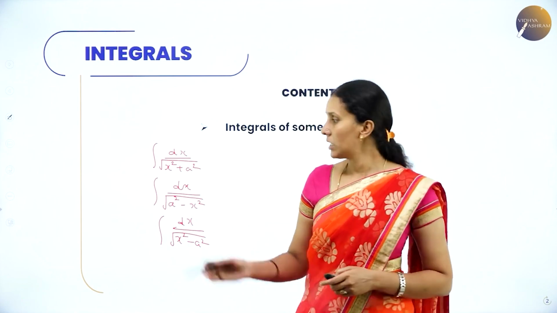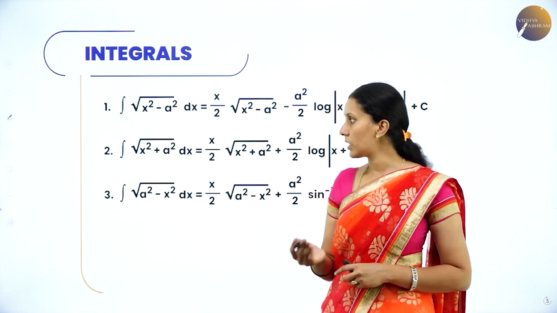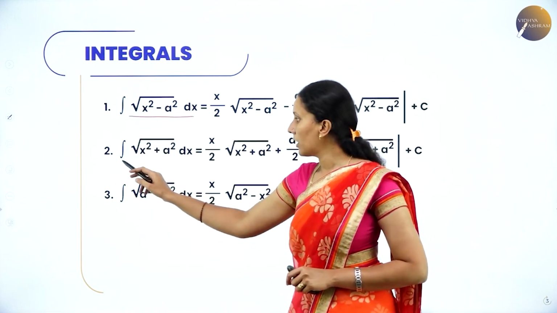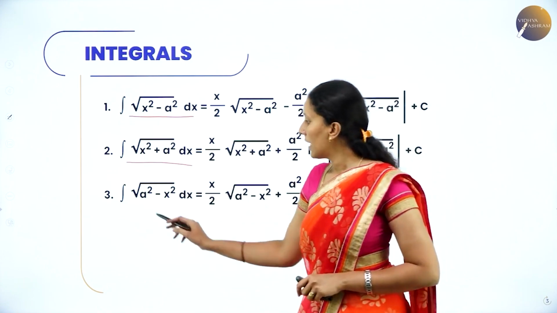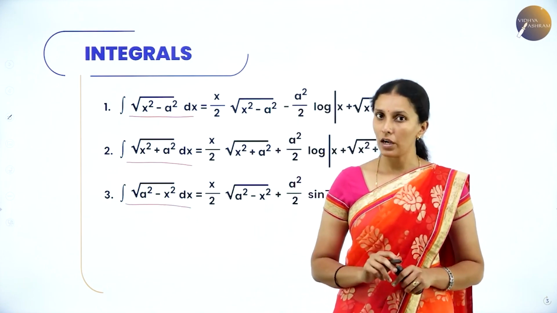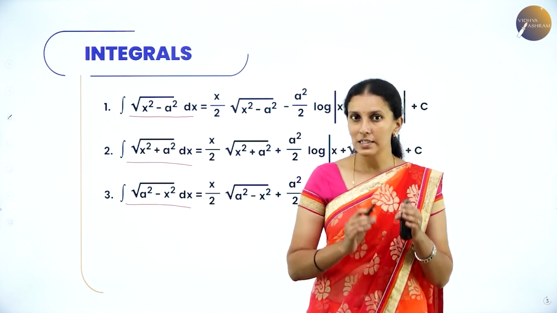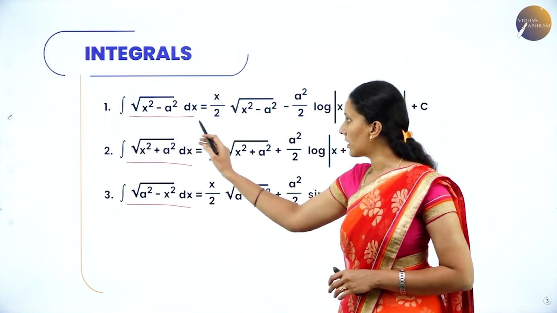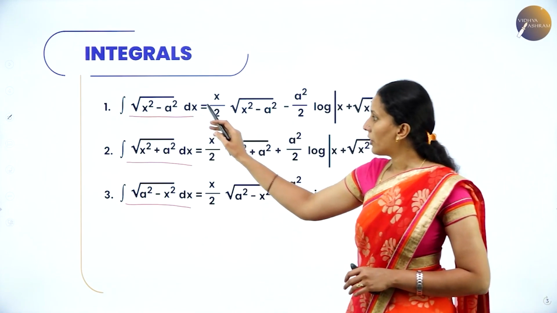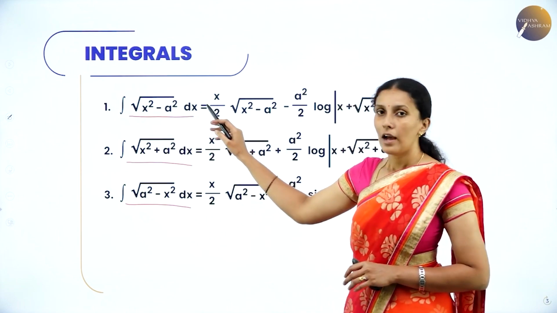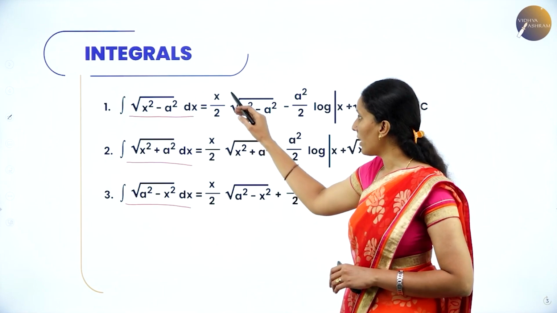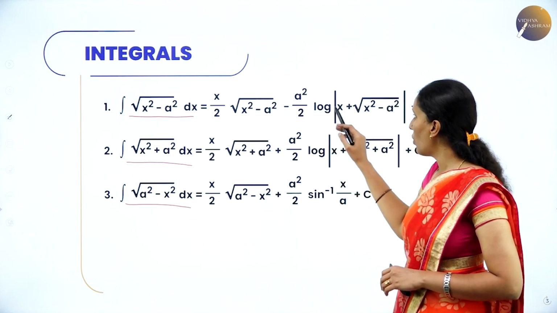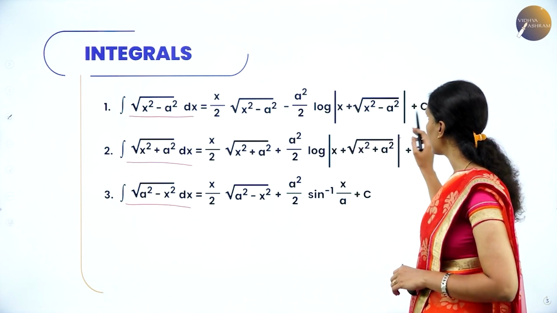So along with these 6 integrals, we have few more integrals, that is integration of root x square minus a square dx, integration of root x square plus a square dx, integration of root a square minus x square dx. And whenever these types of integrals come or are reduced in this form, then you can write this integral in this form. That is, whenever you have x square minus a square under the square root with respect to dx, you have to write x by 2 root of x square minus a square, minus a square by 2 log of x plus root of x square minus a square, plus c.